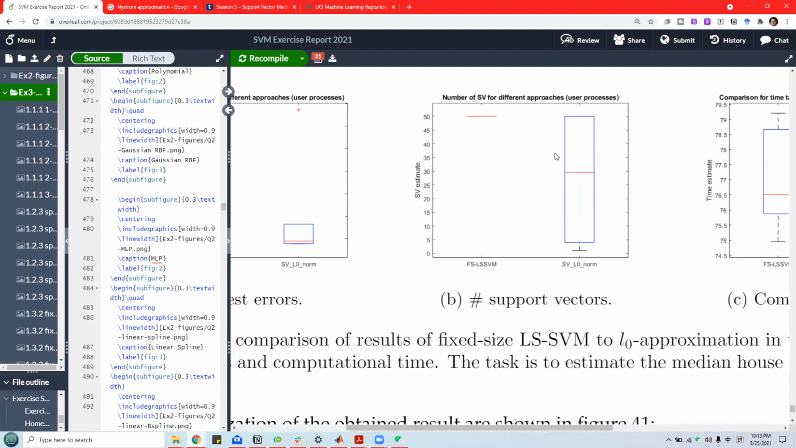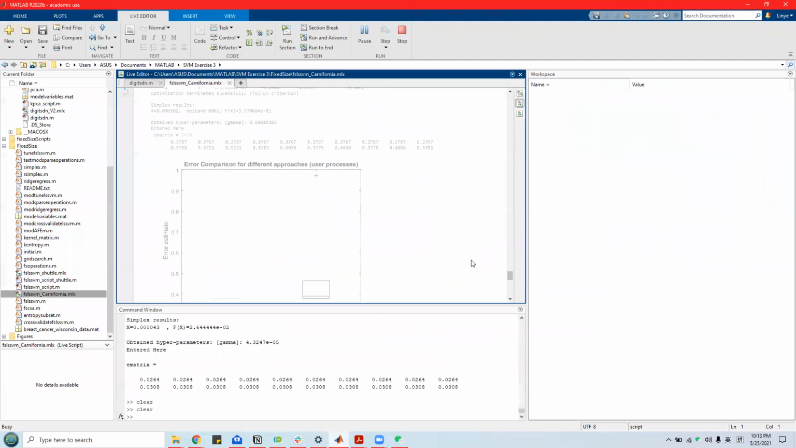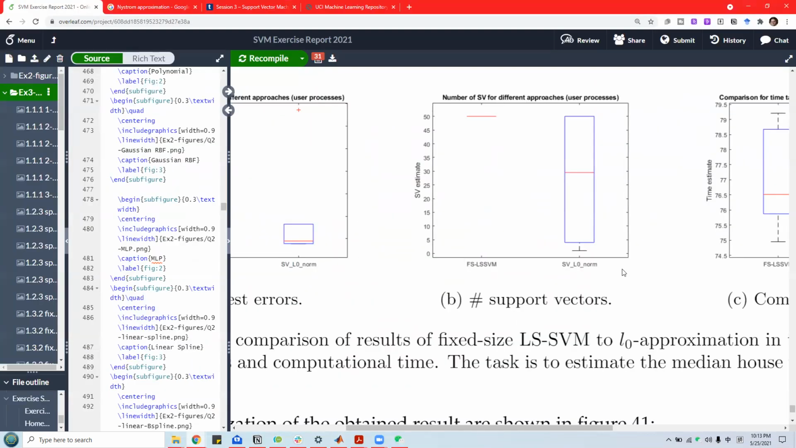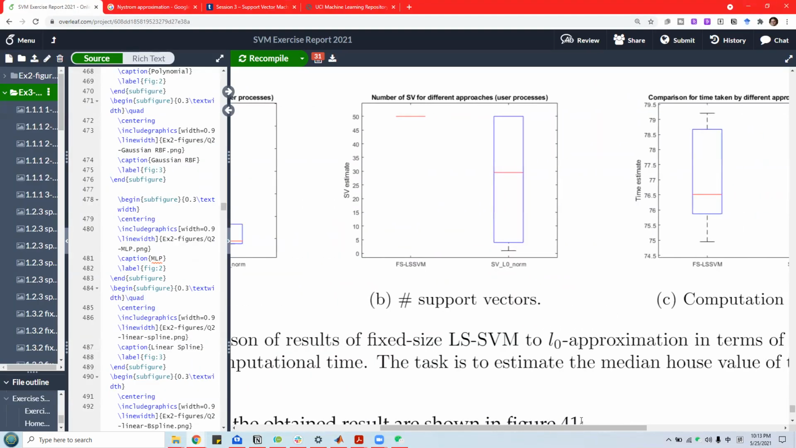And how about the support vectors? Did you get something like this or something different? Check. My results didn't get this sparsity. The support vector numbers are the same. So maybe something is related to my data point choice.